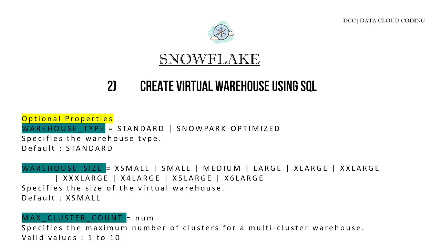And optional properties, if I talk about optional properties, we have warehouse type, which we can choose to be standard or Snowpark optimized. And by default, it takes the standard.